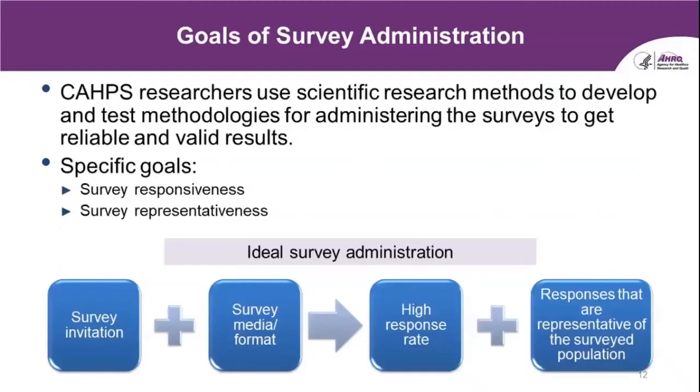So let me just say, ultimately, the focus of a CAHPS survey administration effort is to have response rates that are sufficient to allow us to understand patient experience, and also to ensure that we have a representative sample of patients who are responding to the surveys, what we're calling responsiveness and representativeness. There are several factors that can influence responsiveness and representativeness, and today we're talking about survey administration modes as determinants of survey responsiveness and representativeness.